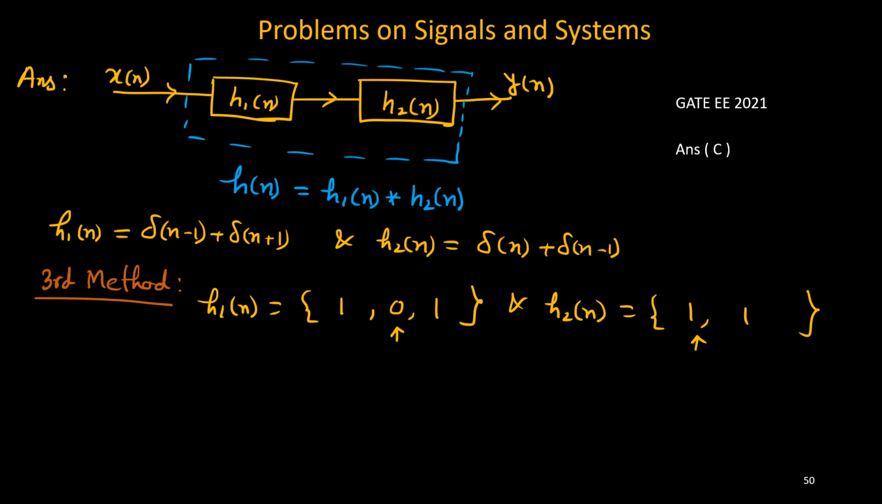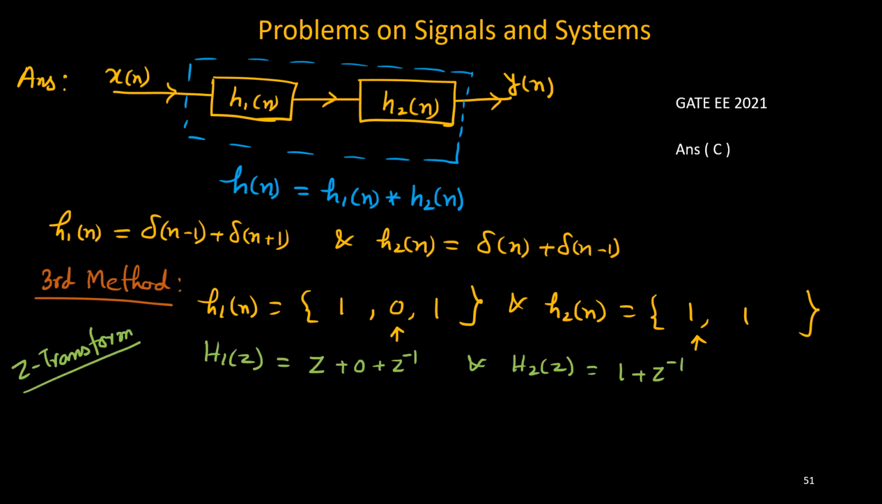The third method is that we can use Z transform. So h1[n] I can convert to H1(z). Similarly h2[n] I can consider H2(z). So H1(z) will be, so this 0 is fine. This element should be multiplied by z to the power minus 1, so 1 into z minus 1. This element should be multiplied by z, so 1 into z. So this is your H1(z). H2(z) is 1 plus 1 into z minus 1.